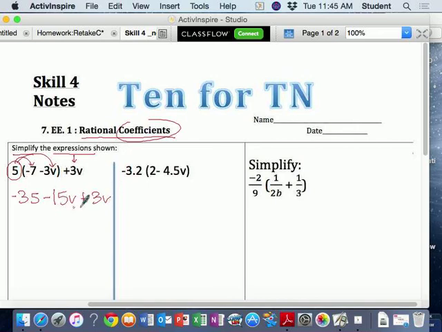This is not the most simplified form though, because I see that there are like terms. So negative 15v plus 3v. My signs are different, so I end up subtracting and keeping the sign of the greater number. 15 minus 3 is 12, and 15 has the higher absolute value, so I keep that sign. So I have negative 35 minus 12v.